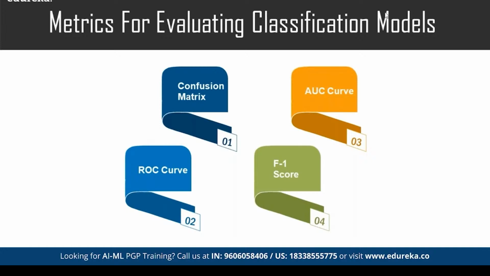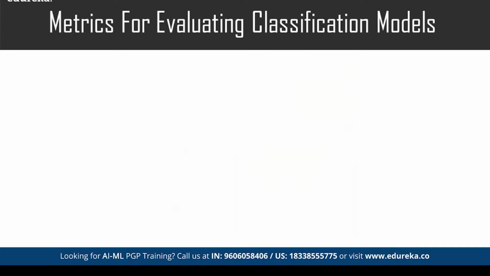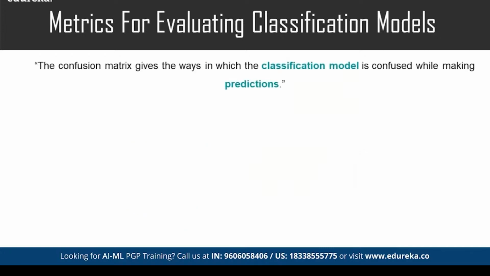So while evaluating such classification models, we use these performance metrics, or error metrics as we could call them. Going further, today we're going to talk about the confusion matrix. It shows the ways in which classification models get confused while making predictions. I'll give you an example. It summarizes the prediction results of classification problems.